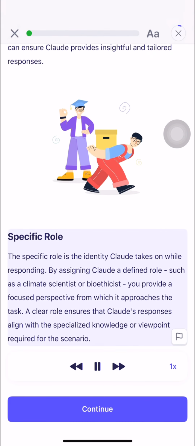Specific role. The specific role is the identity Claude takes on while responding. By assigning Claude a defined role, such as a climate scientist or bioethicist, you provide a focused perspective from which it approaches the task. A clear role ensures that Claude's responses align with the specialized knowledge or viewpoint required for the scenario.